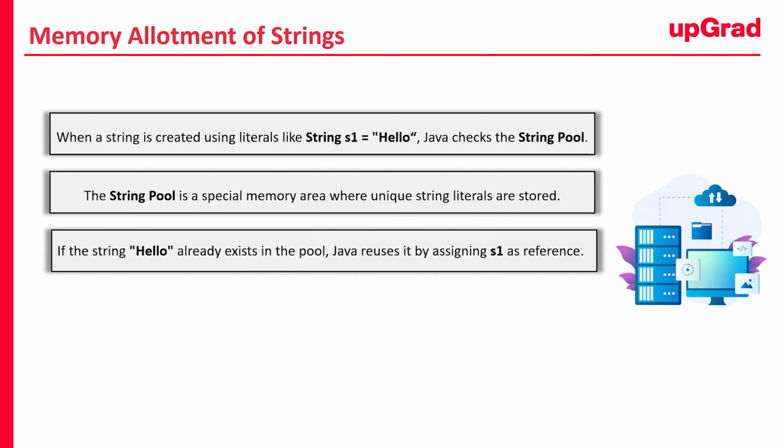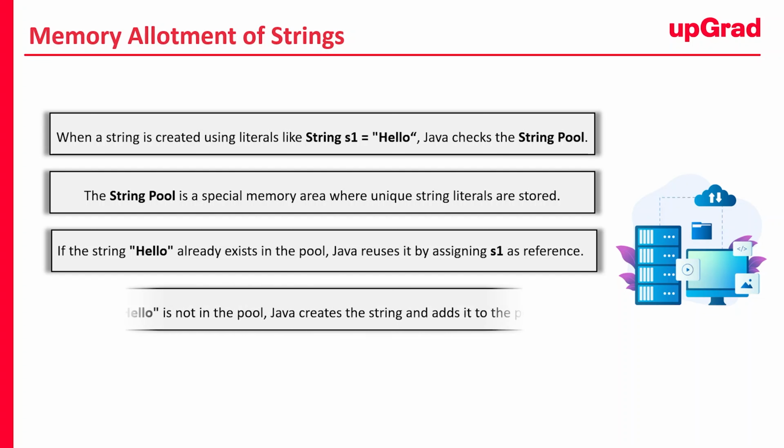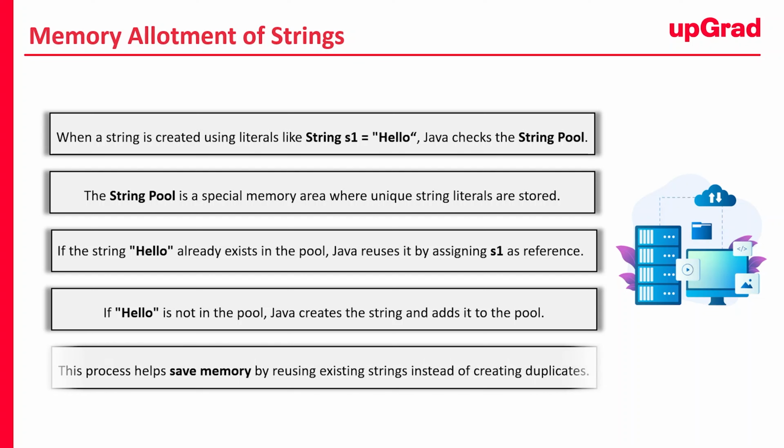If Java sees that string hello already exists in the pool, it won't create a new one. Instead, it will give s1 a reference or a pointer to that already existing string. But if hello is not in the pool, Java will create it and put it there. This way, Java saves memory by reusing the same string whenever possible. Now using the new keyword, so this was about the string literal.